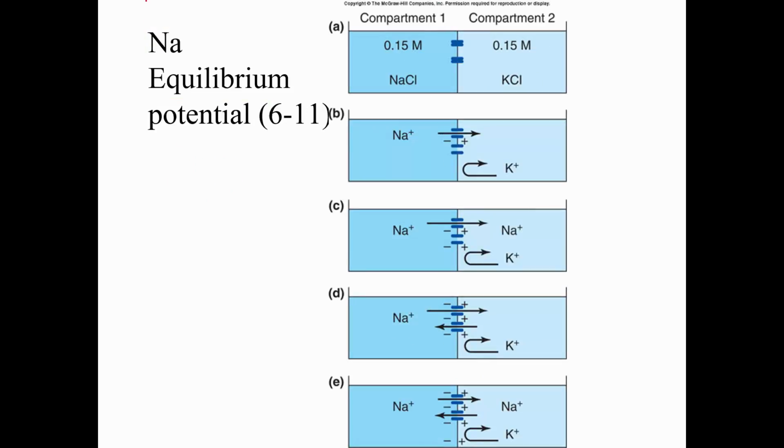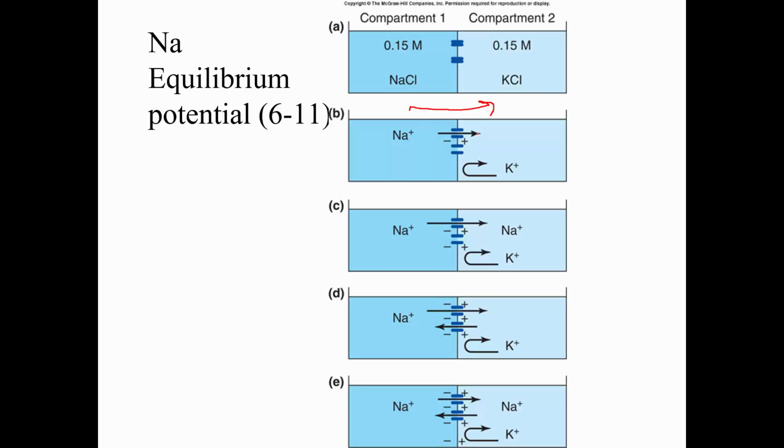We can do the same thing for sodium. So, under what conditions can you measure an equilibrium potential? Well, you have to have only sodium channels open. Only sodium channels. And when that happens, sodium moves from compartment 1 to compartment 2 along its concentration gradient.